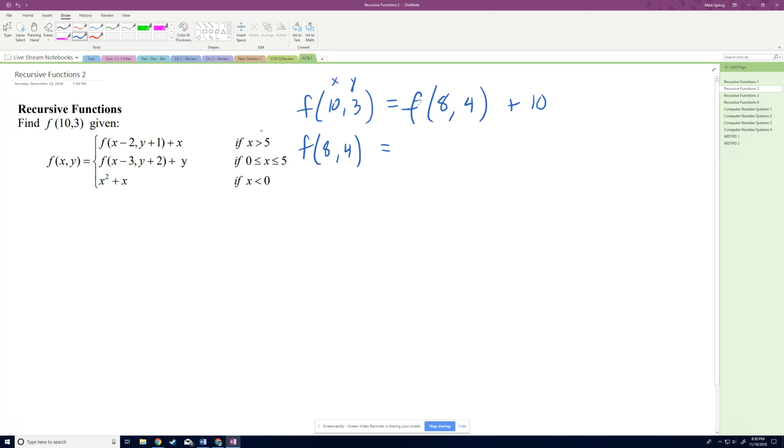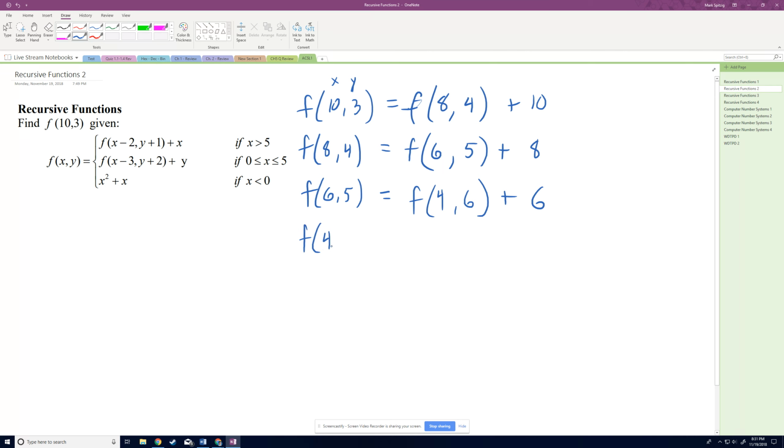Again, x is still greater than 5, so we're going to use that one. We subtract 2 from our x, we add 1 to our y, and then we add the x value onto the end. Again, 6 is still greater, so when we try to find f of 6 comma 5, 6 is still greater than 5. We're still looking at this top one. So we have f of 4 comma 6 plus our x value, which is 6. So we add that on.